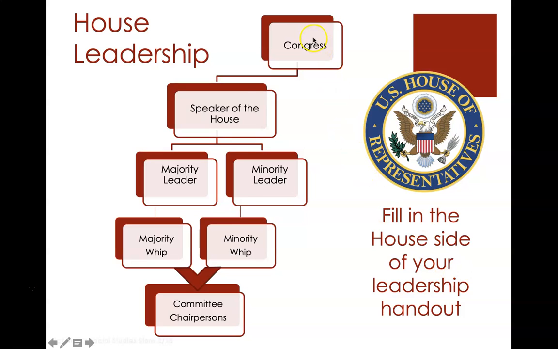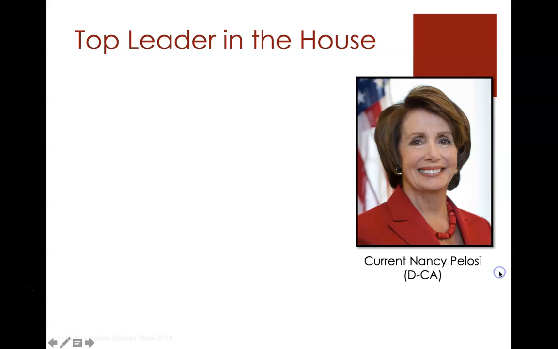This is just an example. This is the chart of the House leadership. Again, this is the big bubble we know as Congress. But under the House of Representatives, the leader is the Speaker of the House. You're not filling this out, by the way. It goes into majority leader, majority whip, minority whip, and then committee chairpersons.